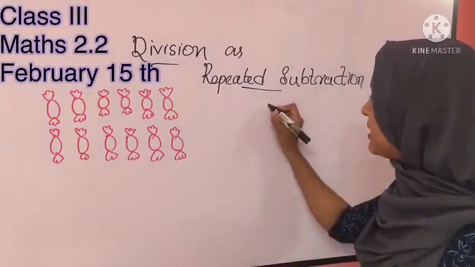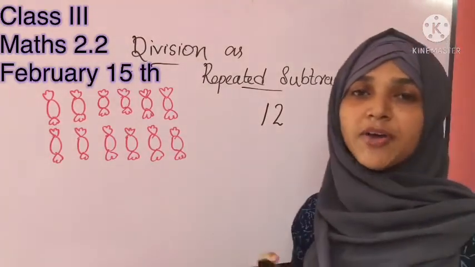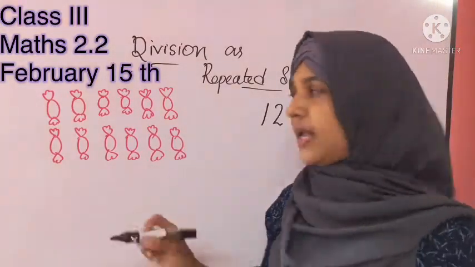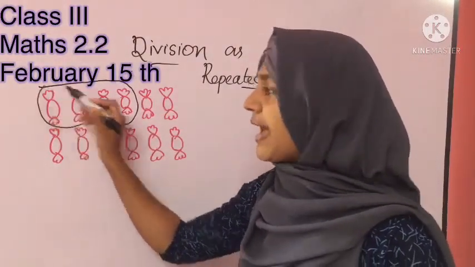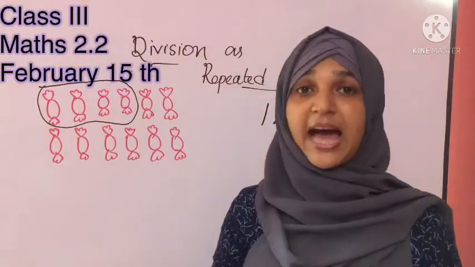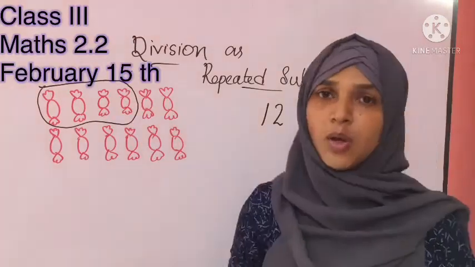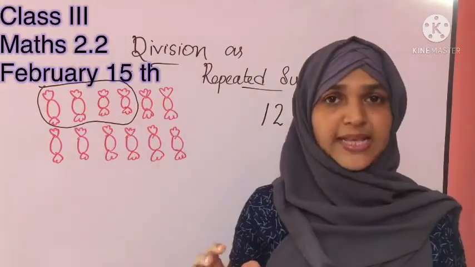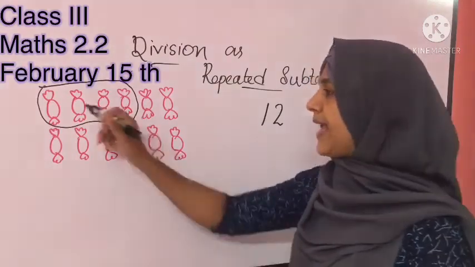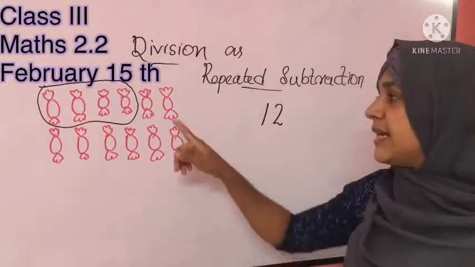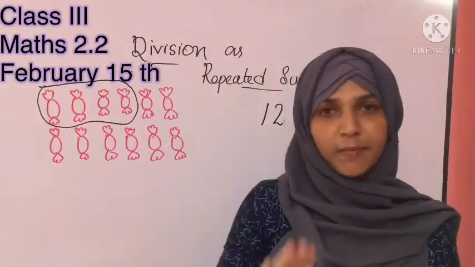So I have 12 chocolates. The total number of chocolates is 12. Now I want to move 4 chocolates first. 1, 2, 3, 4. I am taking these 4 chocolates from these 12 chocolates. When I take these 4 chocolates, the number of chocolates will reduce, right? So there are 1, 2, 3, 4, 5, 6, 7, 8 chocolates remaining.